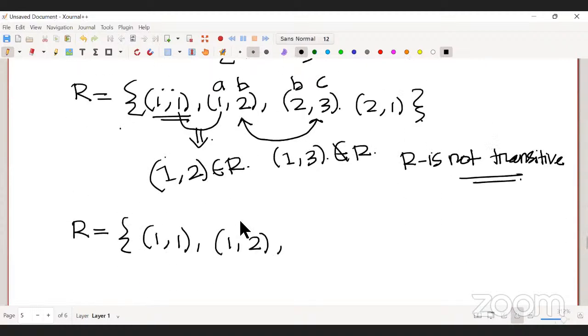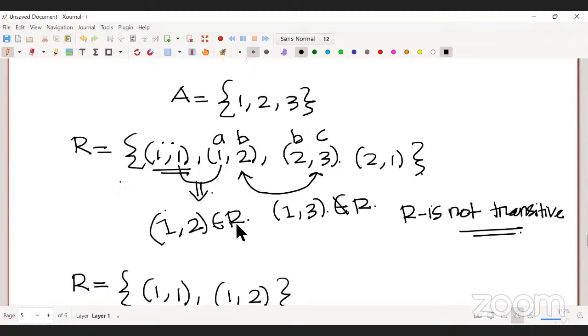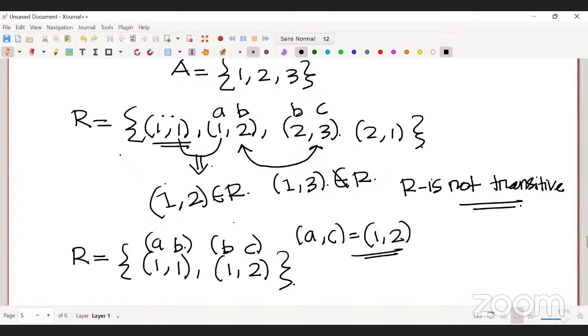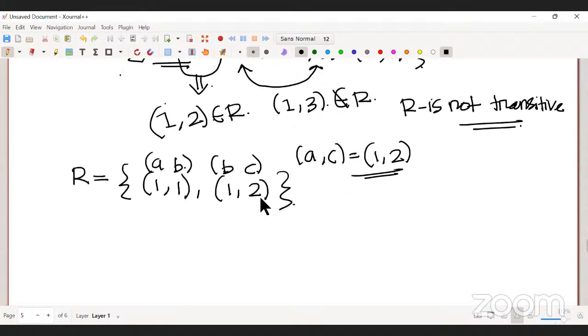So let's take this example: (1,1), (1,2). My question is whether this is a transitive relation on A. Yes, sir, transitive. Transitive, because if you take (A, B) and (B, C), then (A, C) is basically (1,2), which is inside R. That means R is a transitive relation.